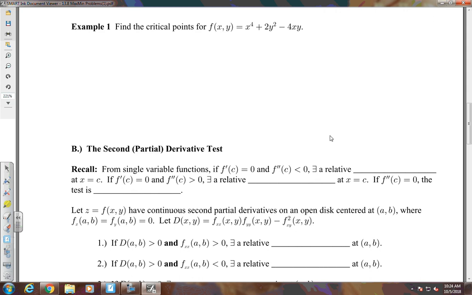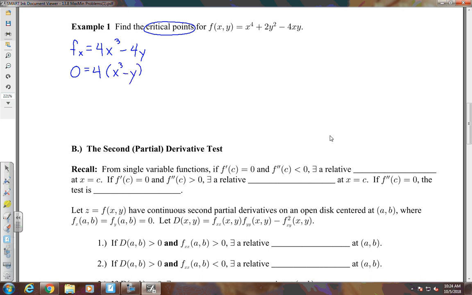So example 1, find the critical points for f of x and y equals x to the fourth plus 2y squared minus 4xy. So to find critical points, we're going to determine where are the derivatives equal to 0 or undefined. So let's go ahead and find our partials. The derivative with respect to x would be 4x cubed minus 4y. And we're going to set that equal to 0 and see what information we could obtain. At this point, I can factor out the greatest common factor of 4.